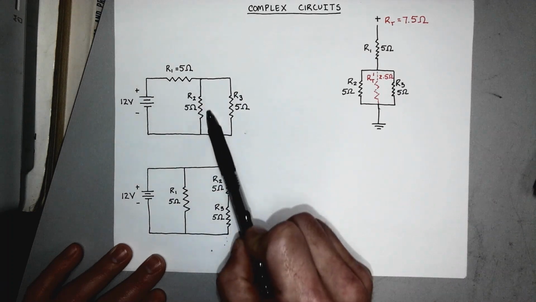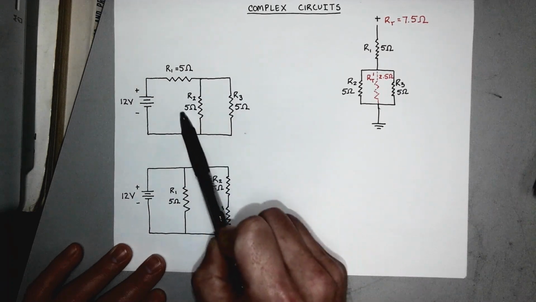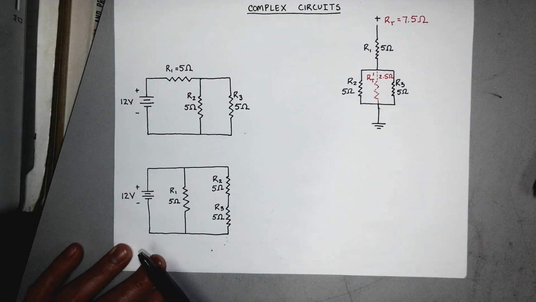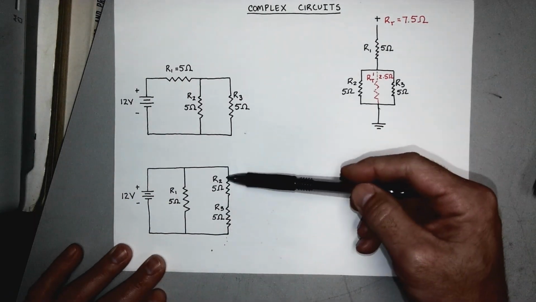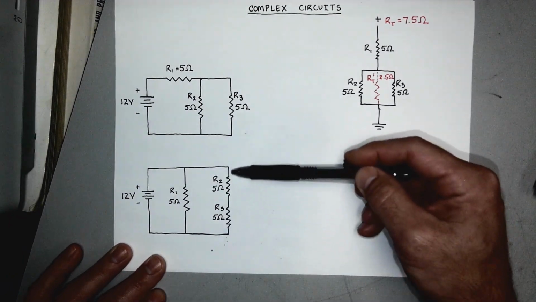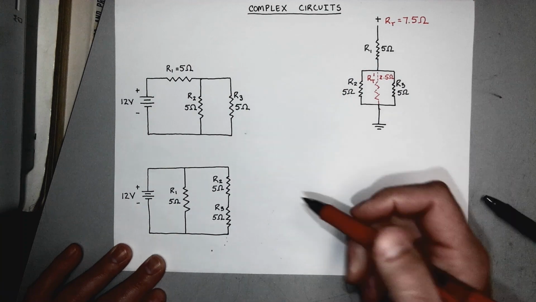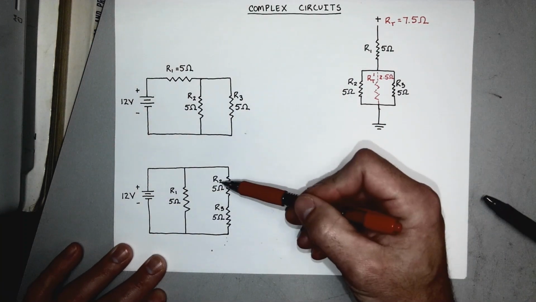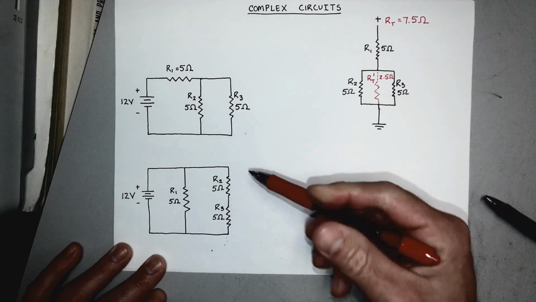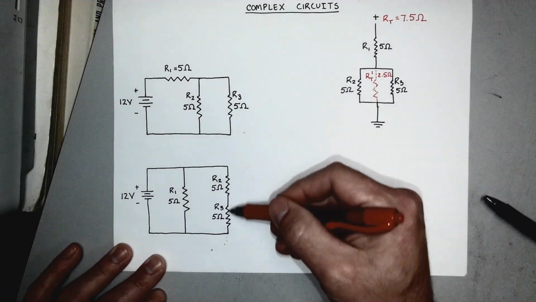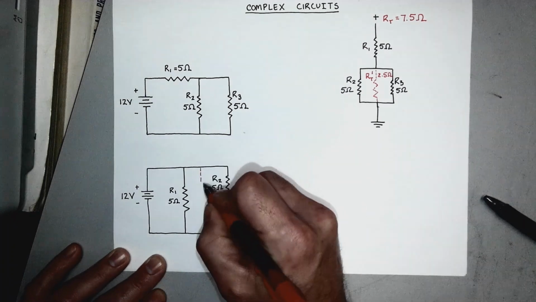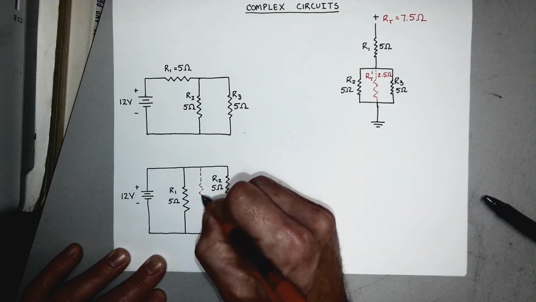You could not get the series values without first getting this parallel value to be able to add to this single resistor up here. And so the first thing we have to do down here is find the value of this series circuit. And so series circuits, we just add R2 to R3, and so that's going to be 5 plus 5 for a total of 10 ohms. And then we represent this leg of the circuit as a representative resistor, just like we did before.